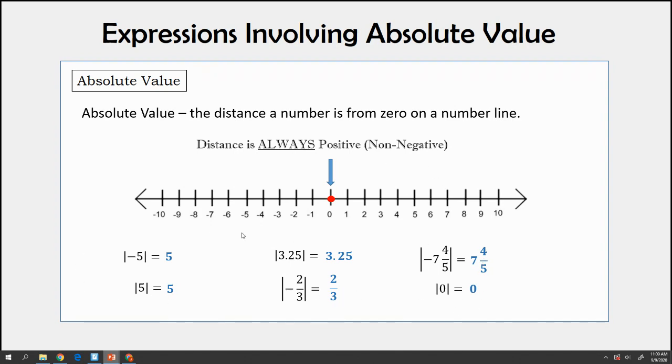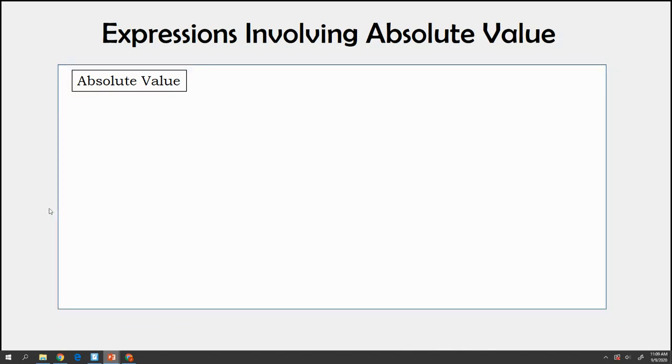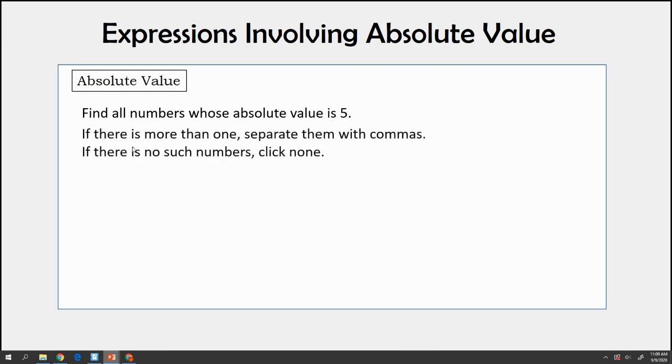So you're going to be asked questions about this concept tonight, so remember that the absolute value is always the distance a number is from zero. The first kind of question: find all numbers whose absolute value is five. If there's more than one, separate with commas. If there's no such numbers, click none. So we need to find all numbers that have a distance from zero that is five.